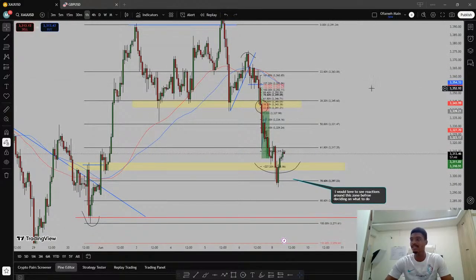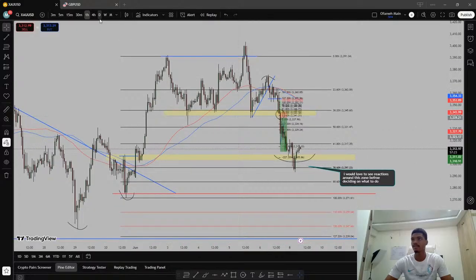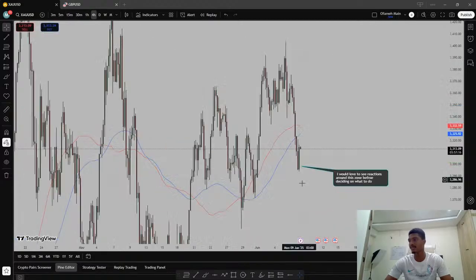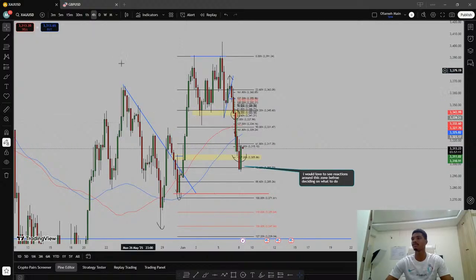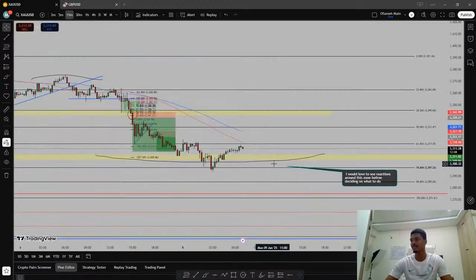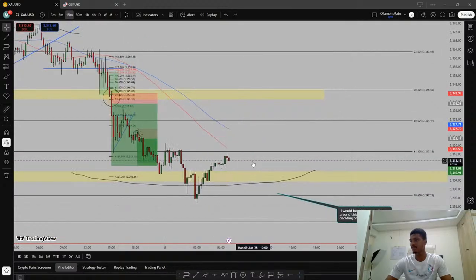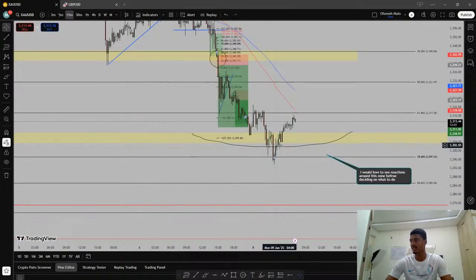So you could remember that yesterday we talked about this area. We said I would love to see a reaction around this zone before deciding what to do. Currently, where price is right now, we are seeing that reaction which we were anticipating. So what we'll be doing now is looking at how price reacts on the lower time frame, the 15 minutes time frame. On the 15 minutes, I would love to see some kind of shift.